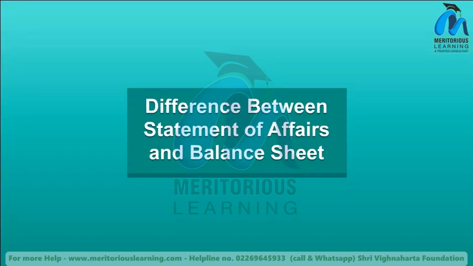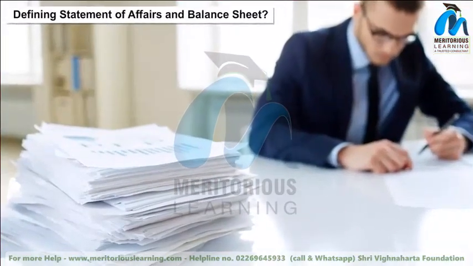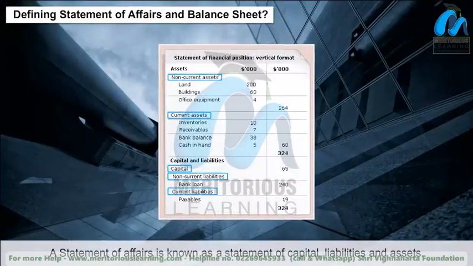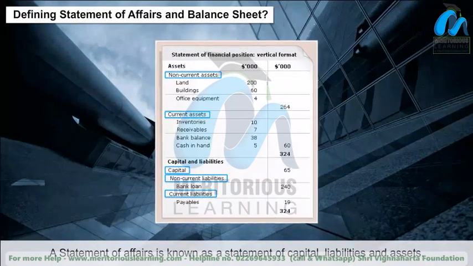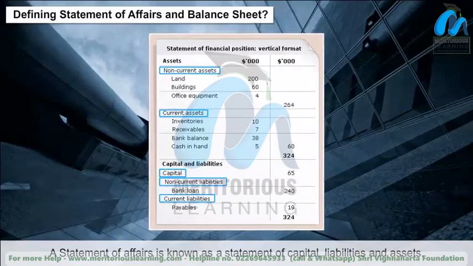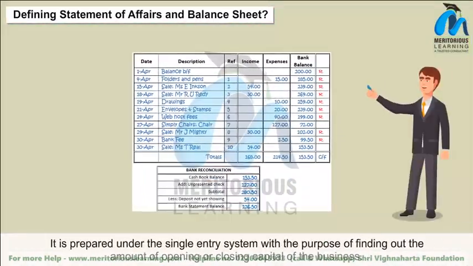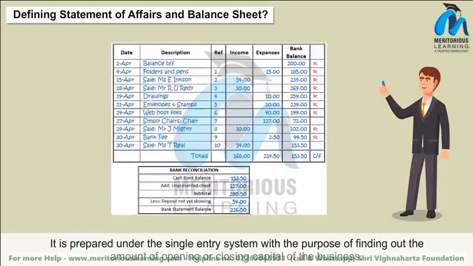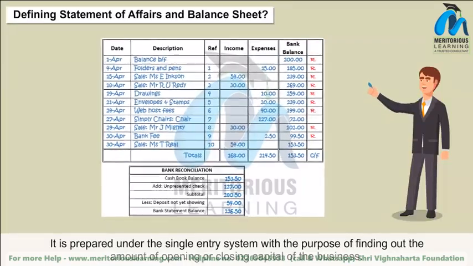Difference between statement of affairs and balance sheet. Defining statement of affairs and balance sheet. A statement of affairs is known as a statement of capital, liabilities, and assets. It is prepared under the single entry system with the purpose of finding out the amount of opening or closing capital of the business.